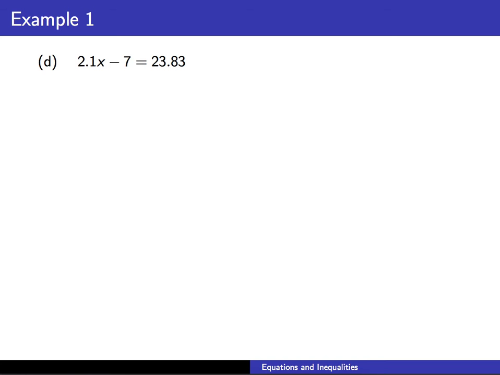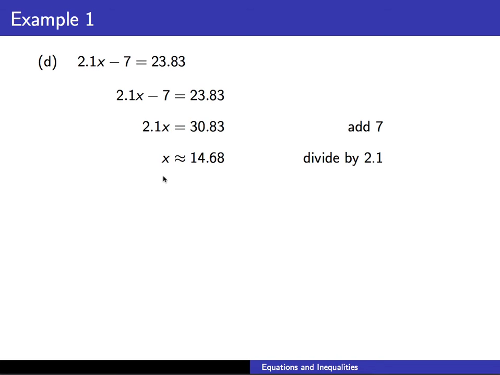Okay, in this video we're going to take a look at some more examples of solving linear equations. Example 1D, we have 2.1x minus 7 equals 23.83. So we've got this minus 7 we have to take care of first. We're going to add 7 to both sides and get 2.1x equals 30.83. And then to get x by itself, if it's being multiplied by 2.1, just divide both sides by 2.1. To two decimal places, 30.83 divided by 2.1 is about 14.86.